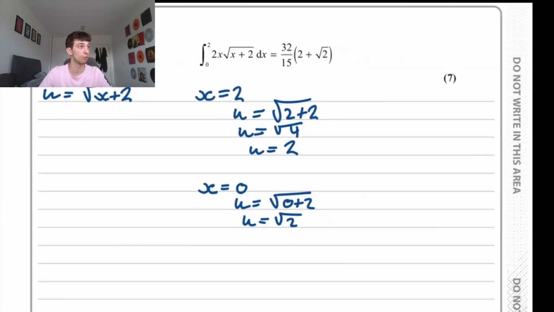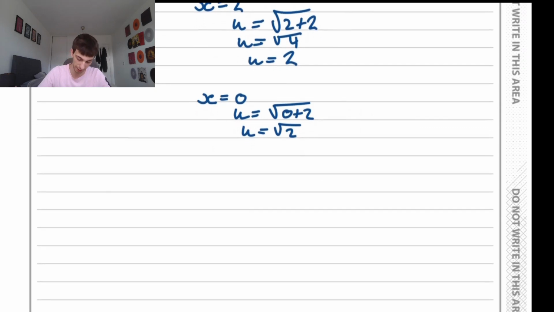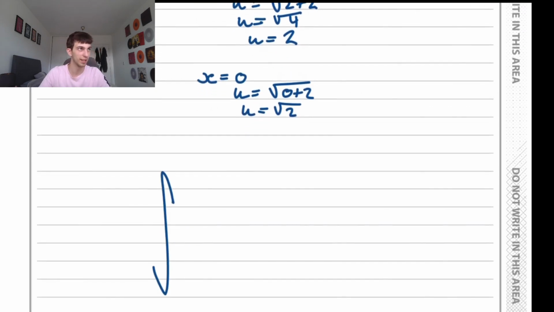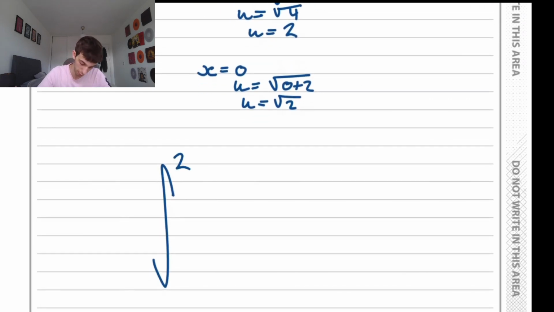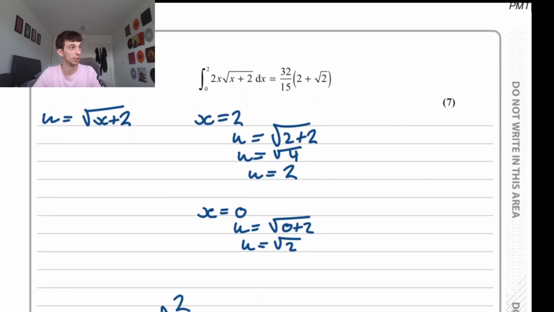So I'm already actually going to write out the full integral, just so we can start filling in the gaps as we go. Our upper limit will still be 2, our lower limit will be root 2. So next step, I want to change that dx to du.